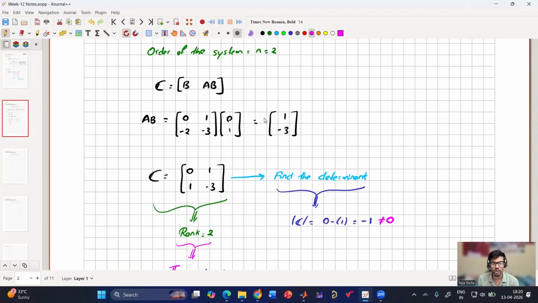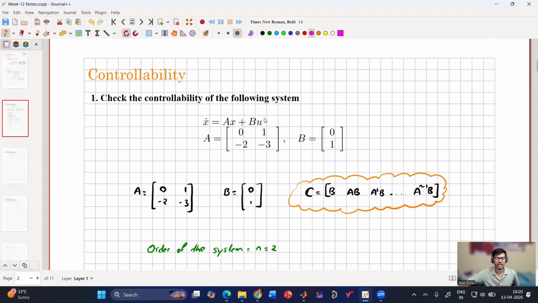And in this matrix, now I have calculated the determinant to see whether the determinant is 0 or not. If the determinant is 0, rank is 1. If it is not, then rank is 2. So rank here is 2 because determinant is not equal to 0. Rank 2 means rank is same as the order of the matrix, which means it is full rank. And it means the system is controllable. So in this question, if the A and B matrices are this, then we will be able to control both the states by means of the input. So this is about controllability.